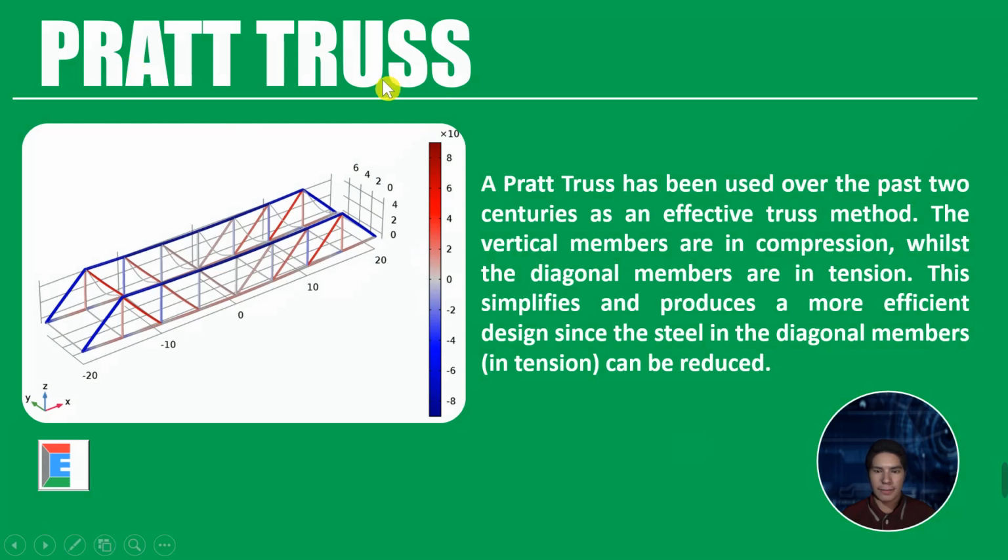One, we have Pratt truss. It has been used over the past 2 centuries as an effective truss method. The vertical members are in compression while the diagonal members are in tension. This simplifies and produces a more efficient design since the steel in the diagonal members in tension can be reduced.